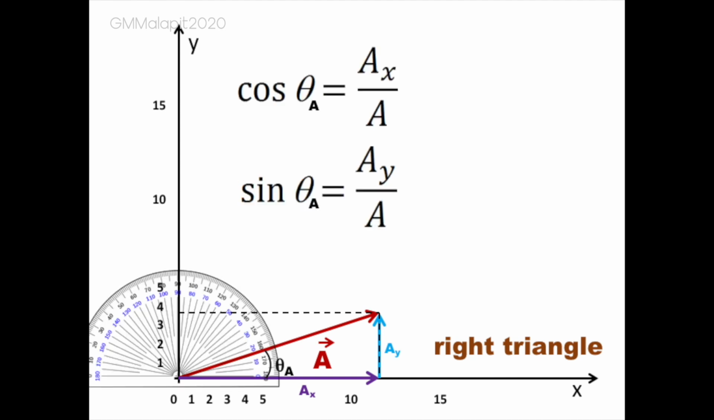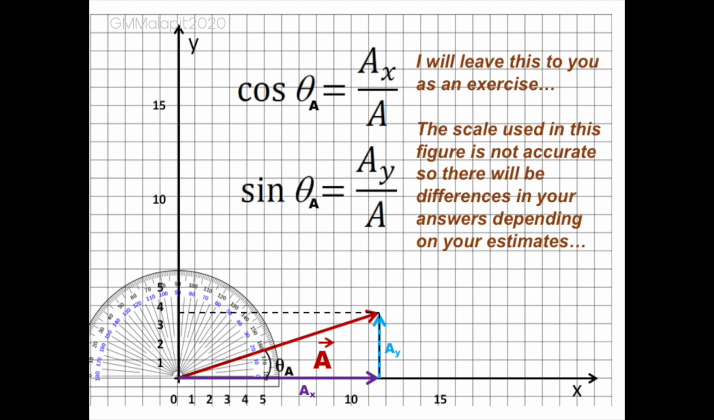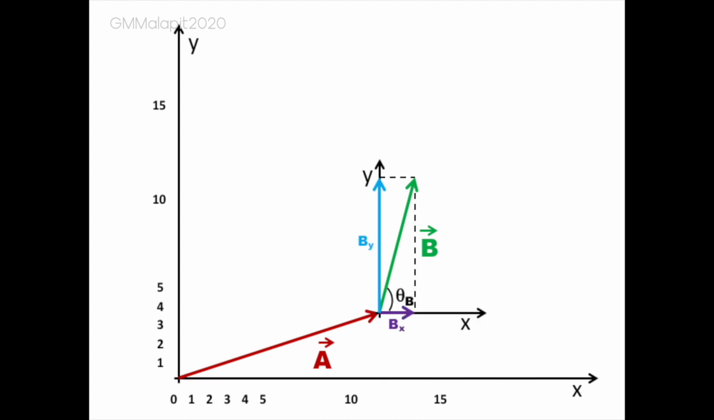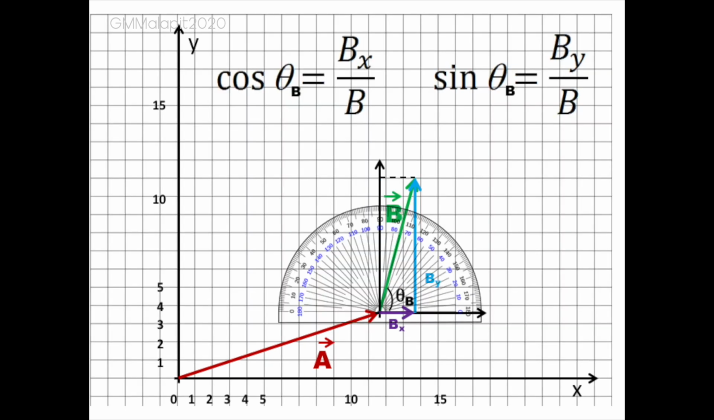At this point, I will leave this to you as an exercise. The scale used in this figure is not accurate, so there will be differences in your answers depending on your estimates. For vector B, the same process will be implemented in determining its components. As you can see in this figure, cosine theta sub B is equal to b sub x divided by the magnitude of vector B. Sine theta sub B is equal to b sub y divided by the magnitude of vector B.